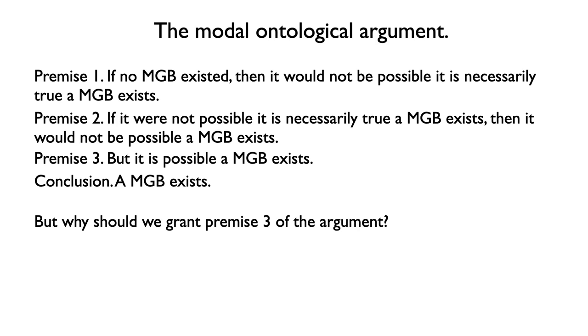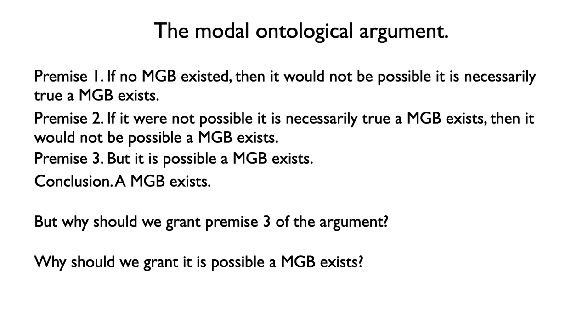But why should we grant premise 3 of the argument? Why should we grant it is possible a maximally great being exists? Again, every time we analyze this argument, we come to the same place. Well, what are some reasons people have proposed for supporting the premise that it is possible a maximally great being exists?